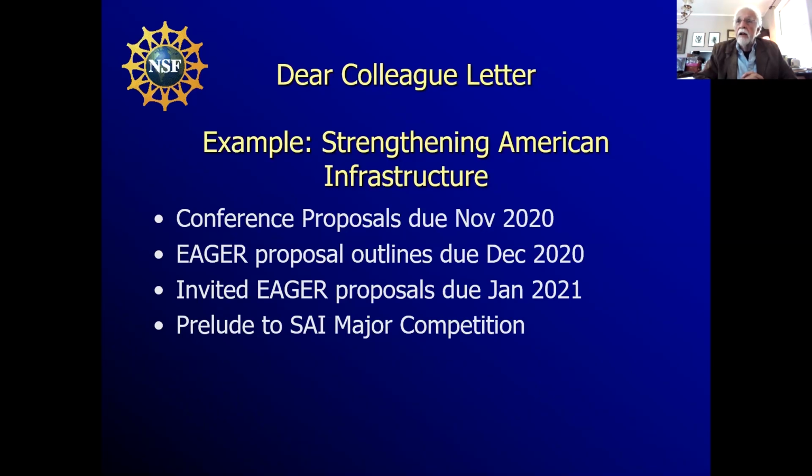And the management team for this picked out the EAGRs that they thought had a future and said, okay, guys, send in a full proposal, a full EAGR, on January 21st, 2021. So why did we do this and why am I mentioning this? Well, I know you missed the due date. It's not January, but there will be additional competitions tied to strengthening American infrastructure. This is a priority for SBE management, and there'll be opportunities for all kinds of social science research tied to infrastructure.